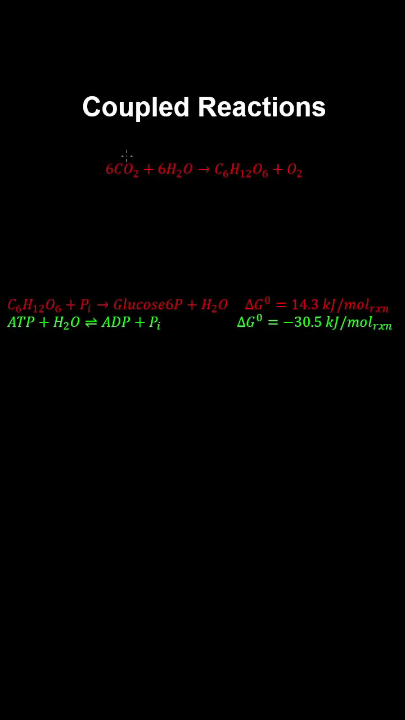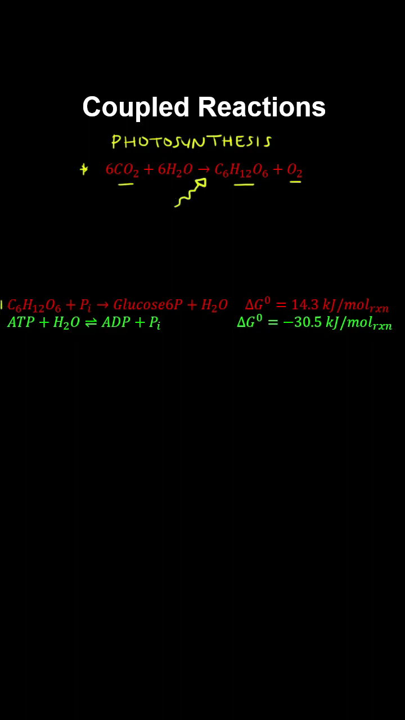One way to drive a thermodynamically unfavourable reaction is through the input of external energy. So for example, the photosynthesis reaction, where plants convert carbon dioxide into glucose and oxygen is released as a byproduct, requires the input of solar energy.